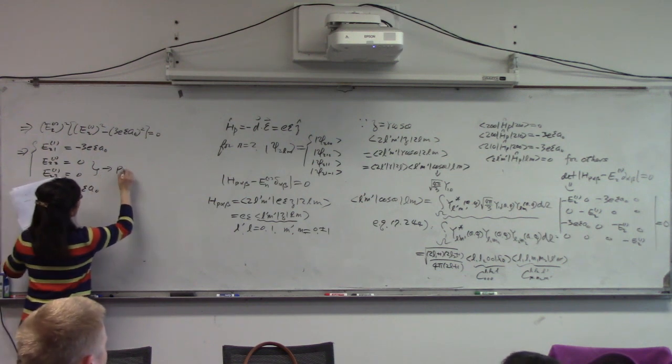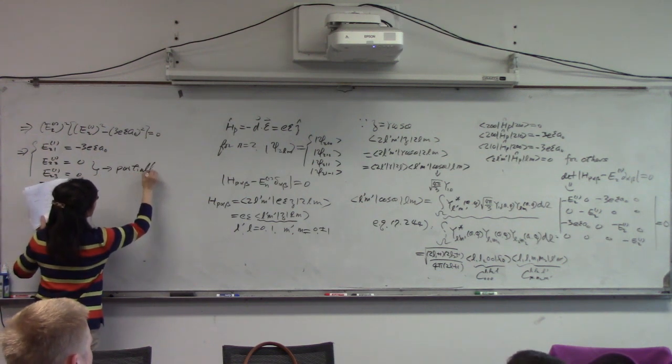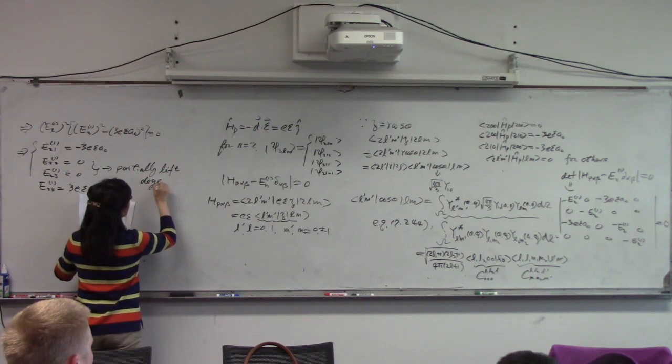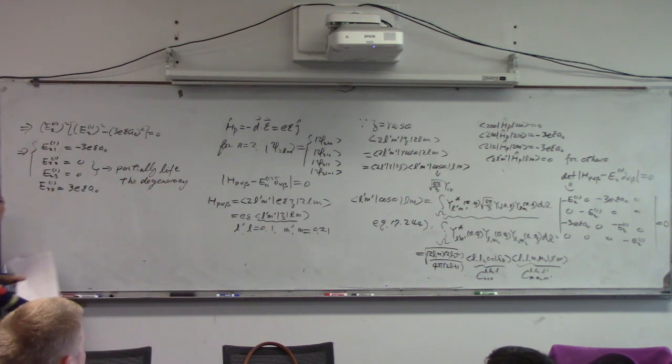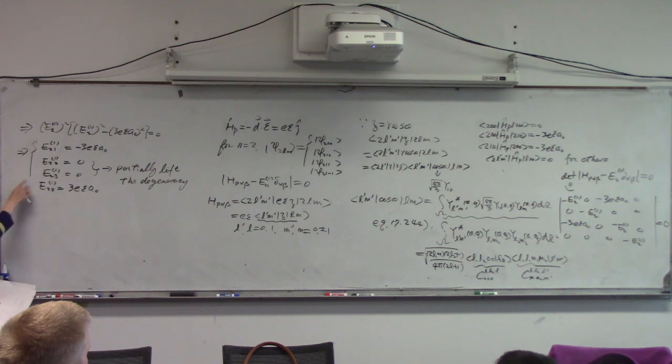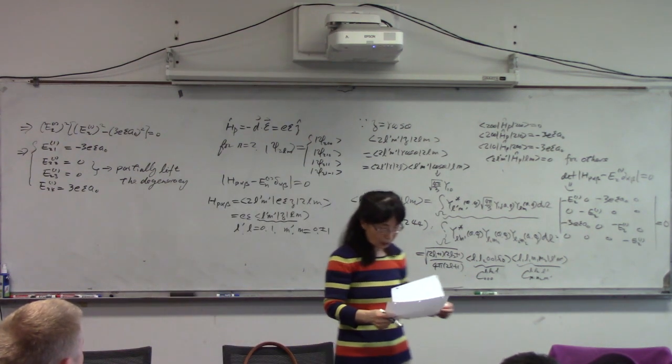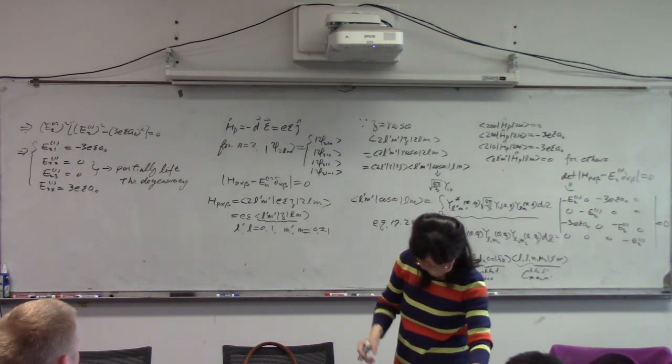So that means it's partially lifted, the degeneracy. That means of the 4 values, 2 are different, but another 2 are the same. So that means the degeneracy is not fully lifted.